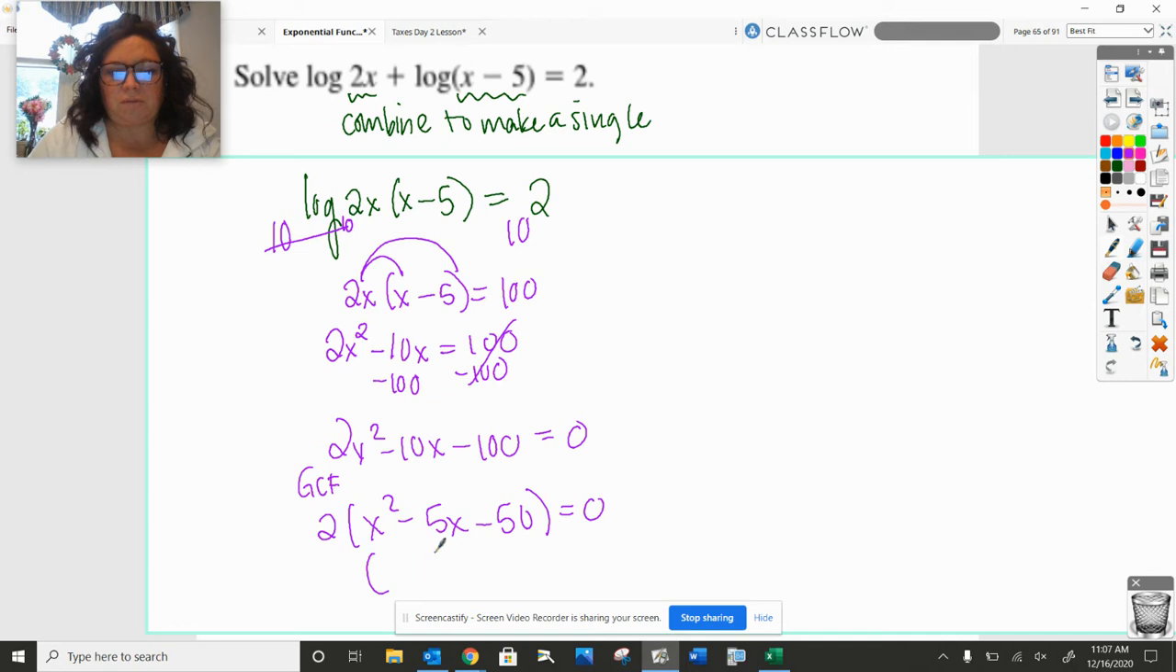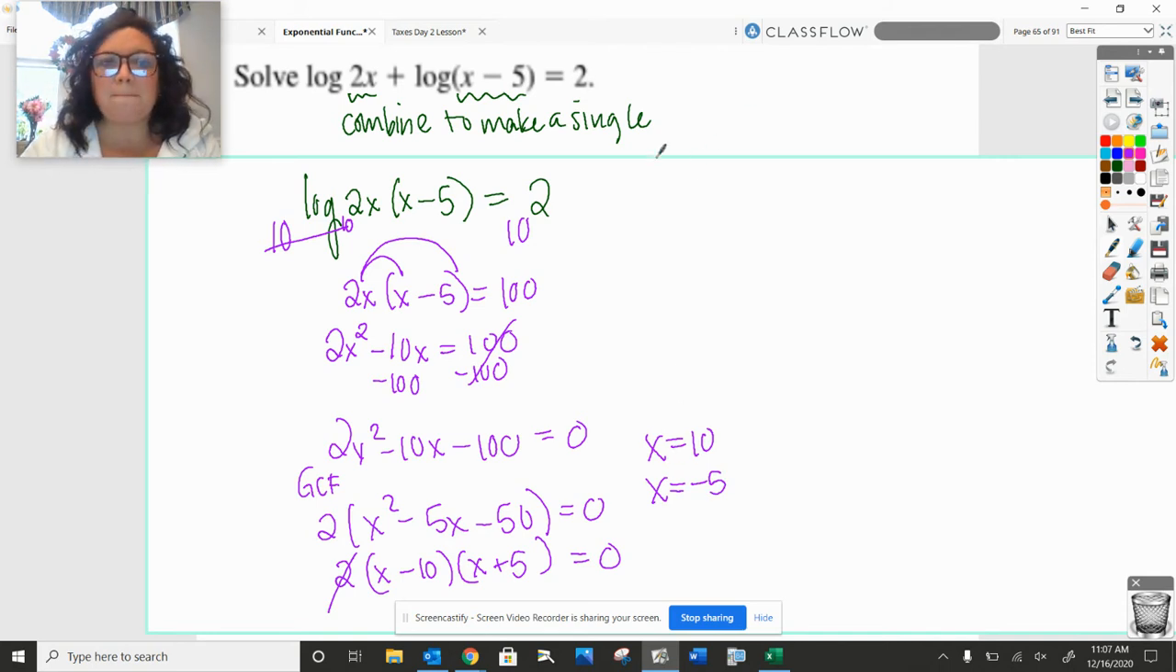I have a nice trinomial, a equals 1. 2 numbers that multiply to negative 50 and add to negative 5, I'm sorry, negative 10 and positive 5. Now we're going to set those pieces equal to 0. We're going to get 2 potential solutions. The 2 in front, because it doesn't have an x on it, we don't need it at all when we're solving. We're going to set each of those equal to 0. Our 2 potential solutions are x equals 10 and x equals negative 5.